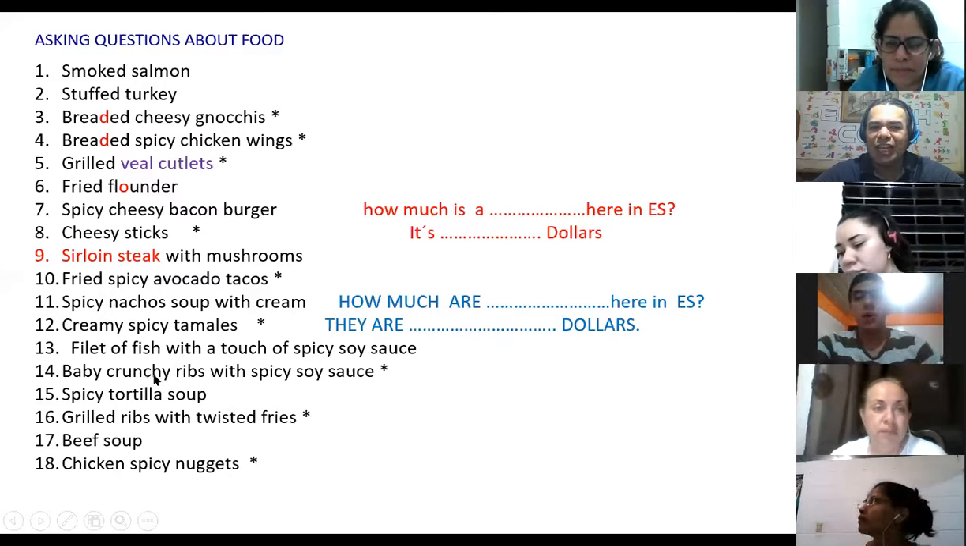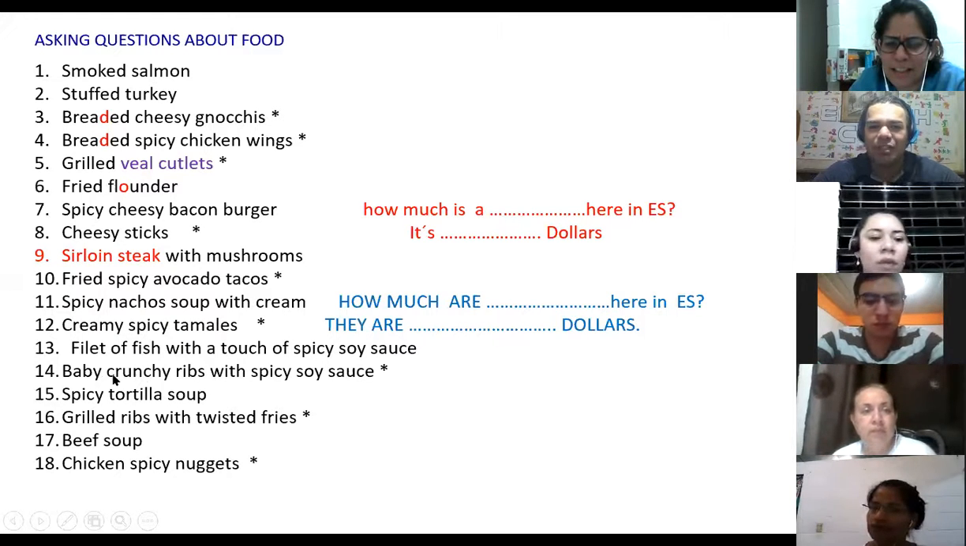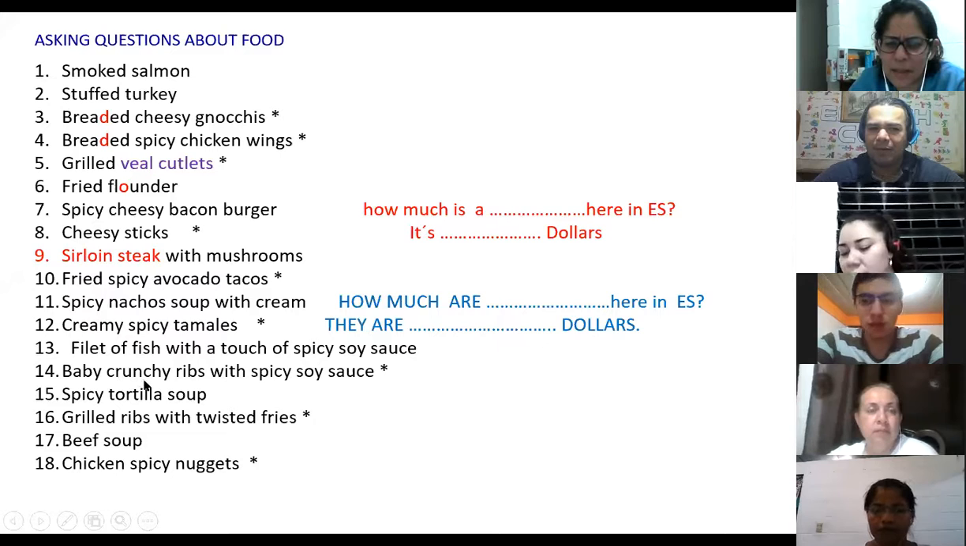Baby crunchy. Excellent. Baby crunchy ribs with spicy soy sauce. Perfect. Next one, Olivia.